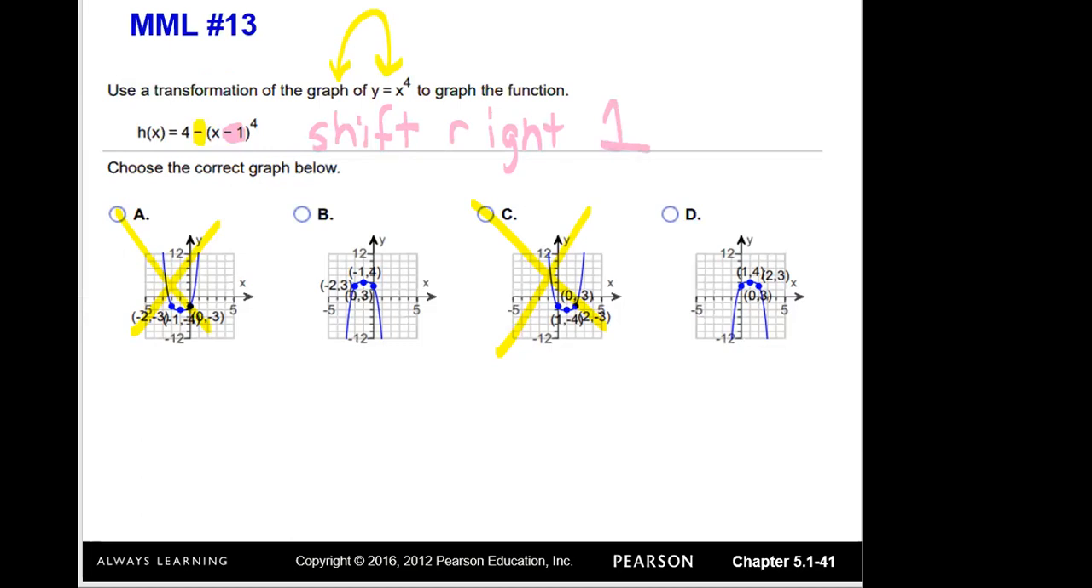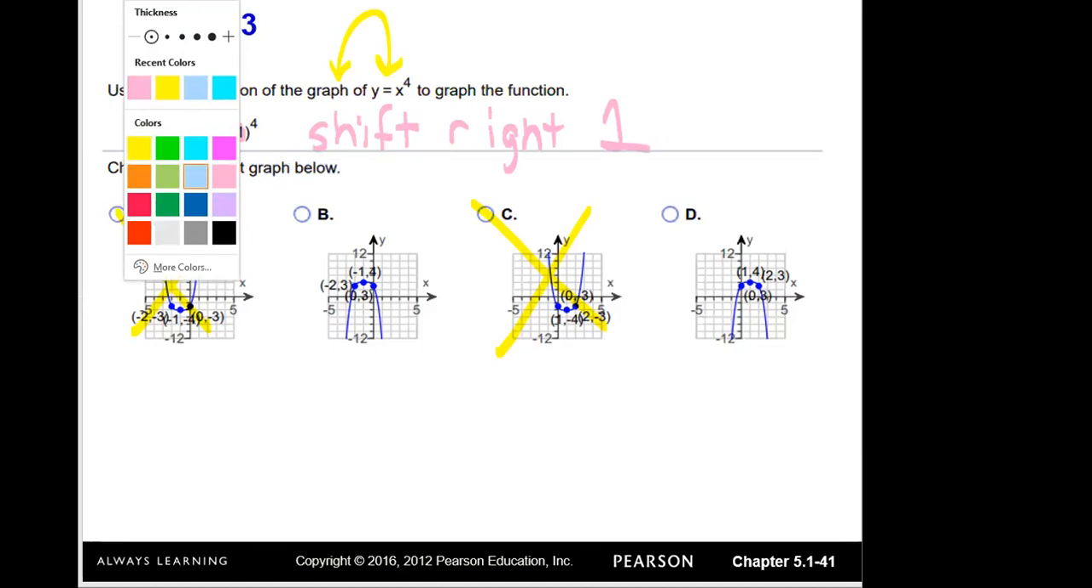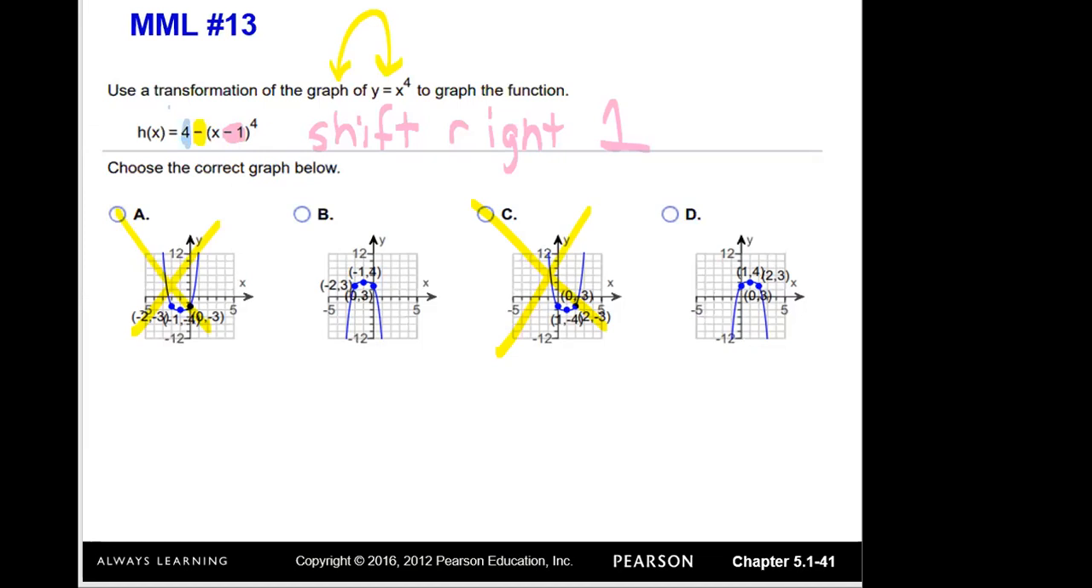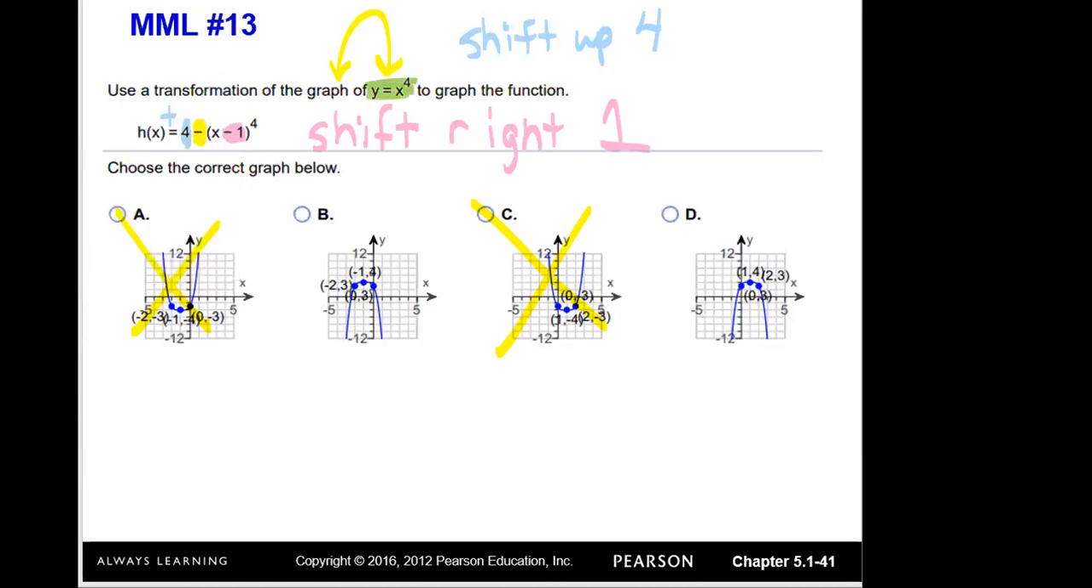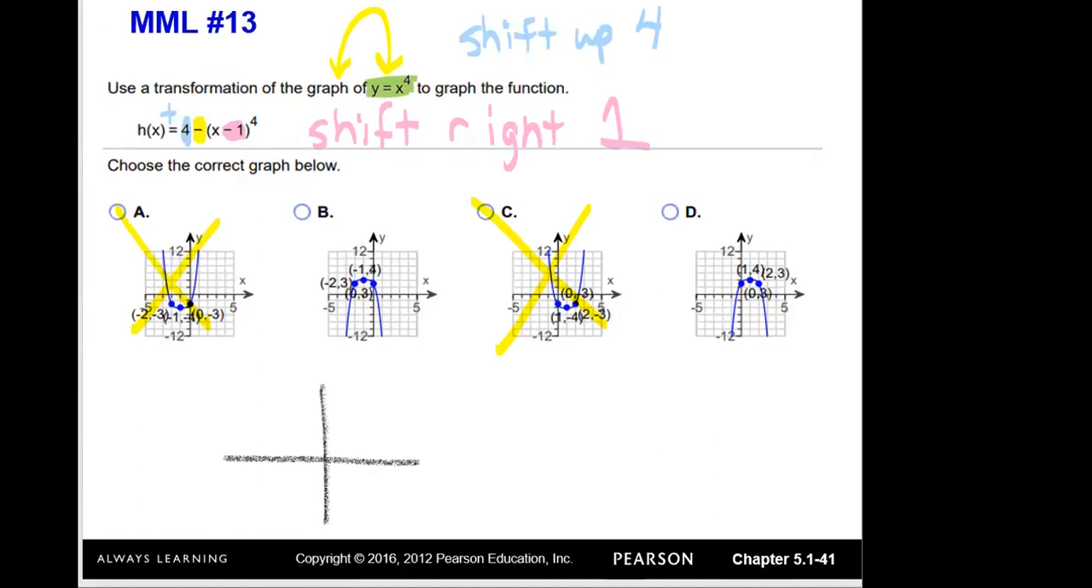And then because of the four here, and this is actually a plus four, that is going to shift up four. So the basic graph of y equals x to the fourth is going to be a graph that looks something like this, where it's right at the origin. The origin point right here is going to shift one to the right, and then up one, two, three, four. And then this thing's gonna flip upside down, so it's gonna end up looking like this.